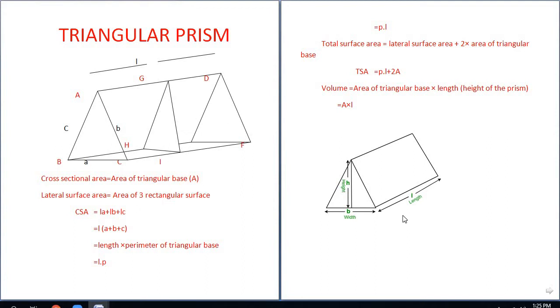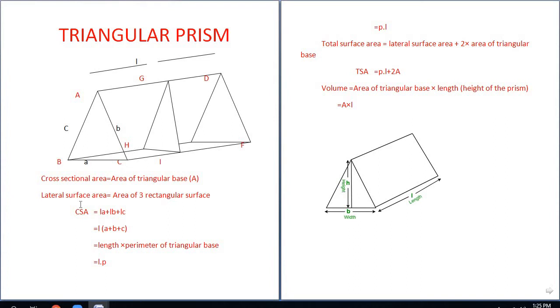Similarly, we can see in this figure we have b as the width and h as the height. Then the area of cross section of this given triangular prism will be 1 by 2 b into h. Now let us move to the lateral surface area. Lateral surface area is also known as curved surface area.